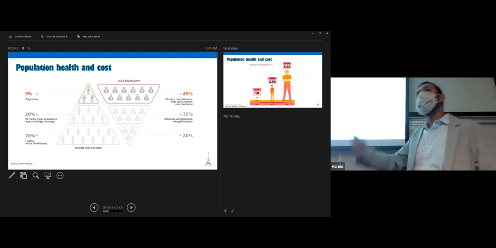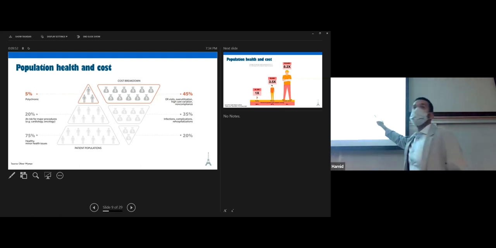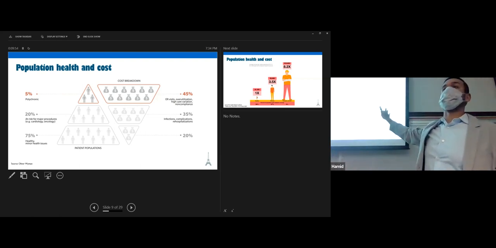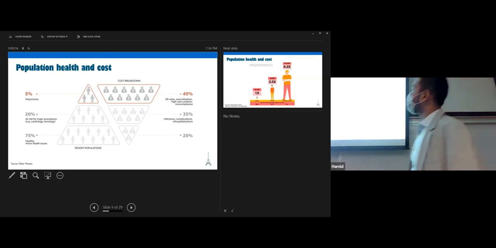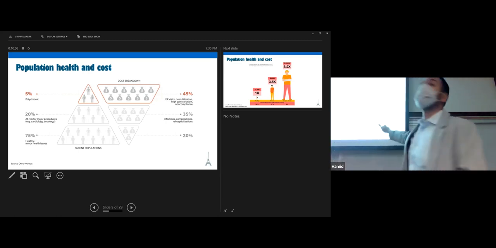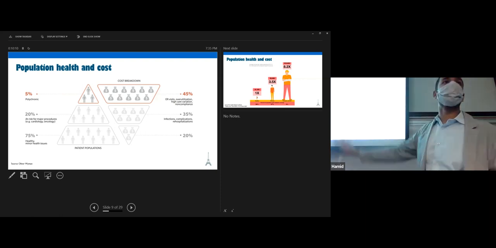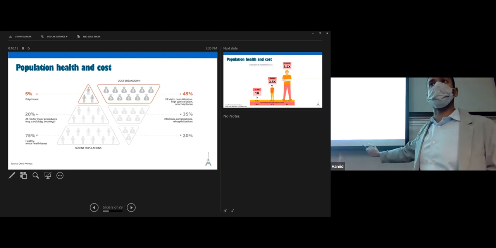So people who have multiple chronic disorders only comprise about 5% of the population, but they make up 45% of medical costs and use, okay? 75% of the population, so 3 out of every 4 people, are healthy. Individuals with very minor health issues or no health issues only make up 20% of all medical costs and use. So this pyramid is generally a very important concept for us to keep in mind.